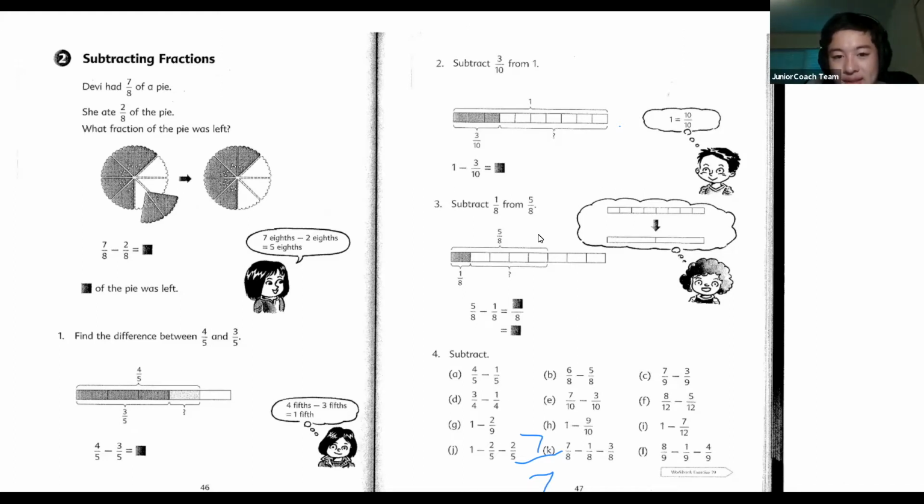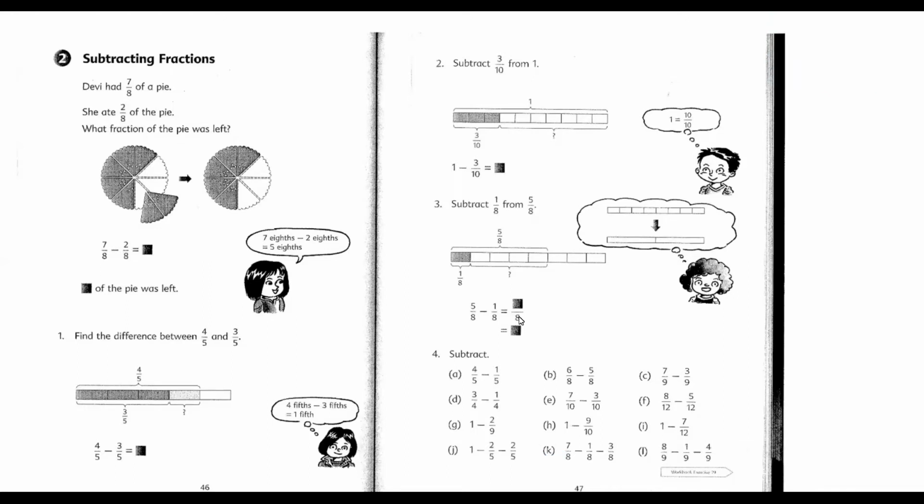Now let's look at question number 3. Subtract 1/8 from 5/8. So what would that be? 5 over 8 minus 1 over 8? 4 over 8, right? 4/8. Yeah. So what would that be equal to? 8 out of 16. Or 1 out of 2. Right. We will want to simplify it to 1 out of 2.